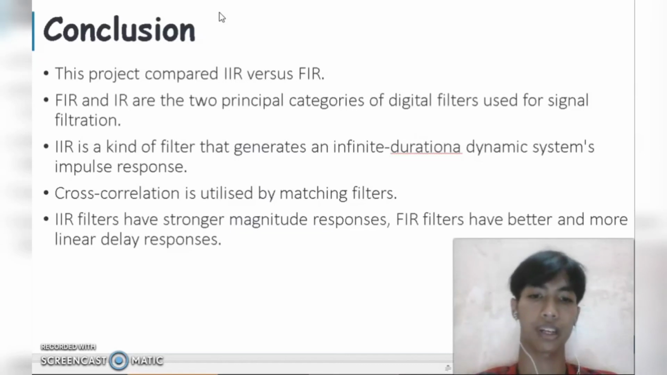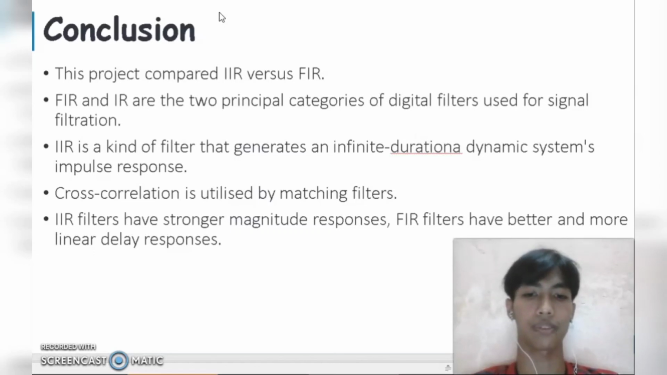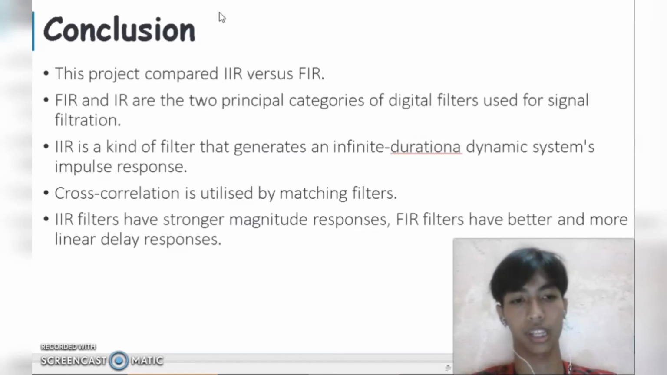IIR filters have a stronger magnitude response, even though FIR filters have a better and clearer delay response. Here it is critical that the filter phase is linear to reduce distortion of the signal output.